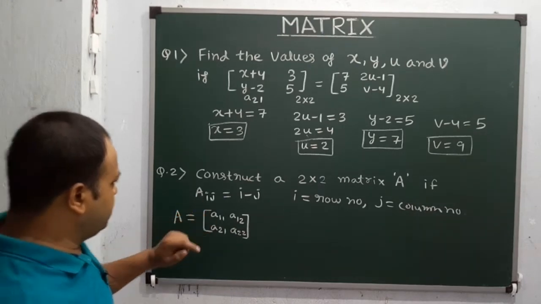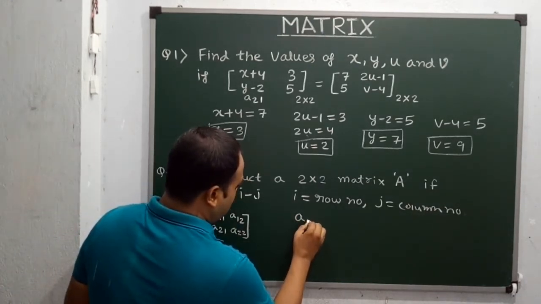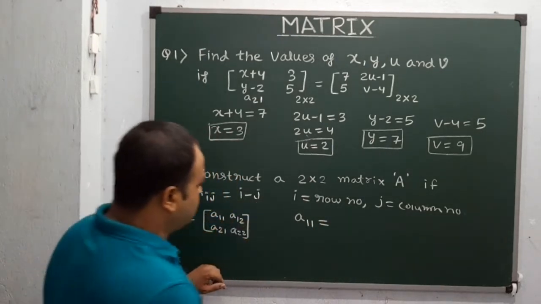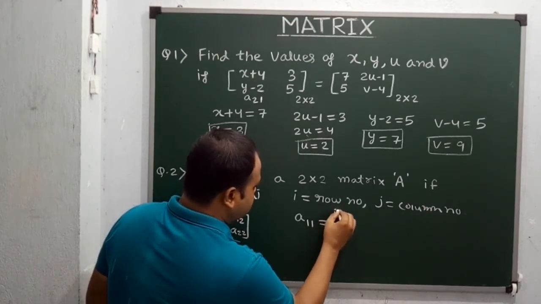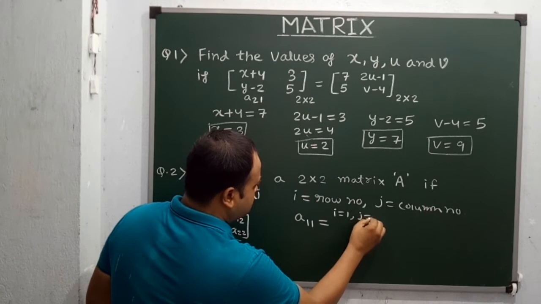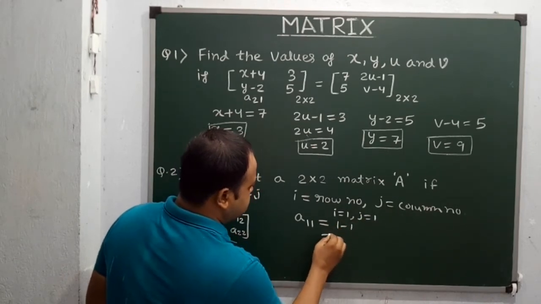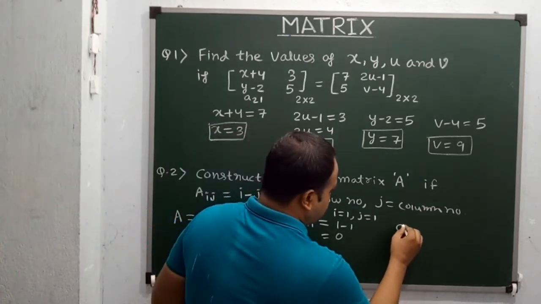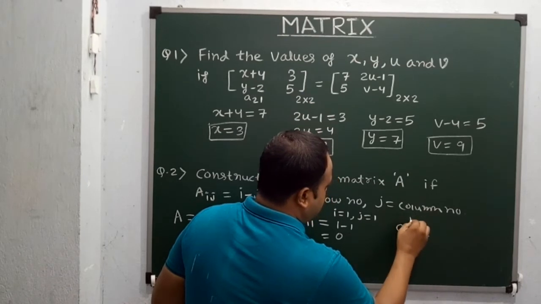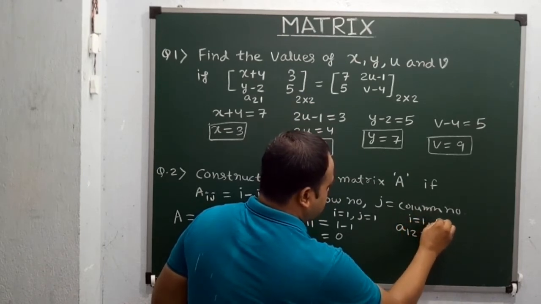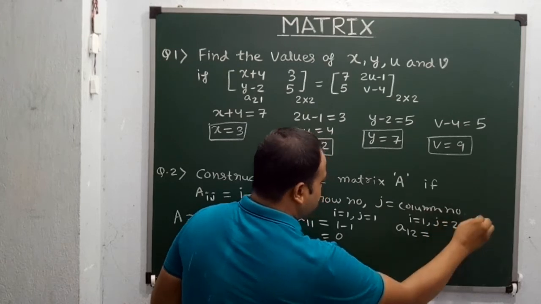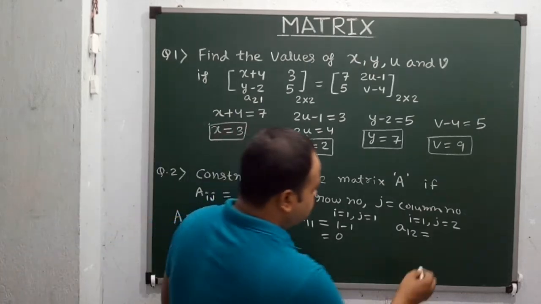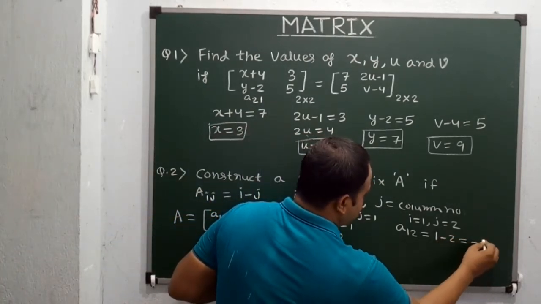Now I have to find A11. What is it here? i minus j. i is here 1 and j is also 1. 1 minus 1, that is 0. Then we have to find A12. Here i is 1 and j is 2. If I put i minus j, 1 minus 2, we are getting minus 1.